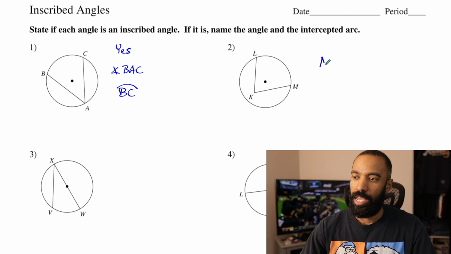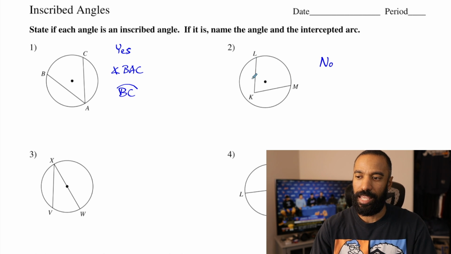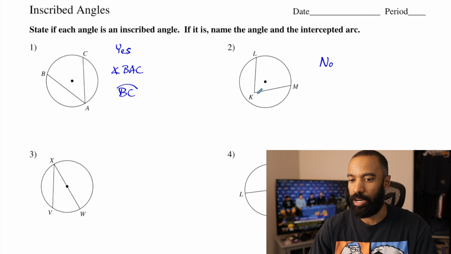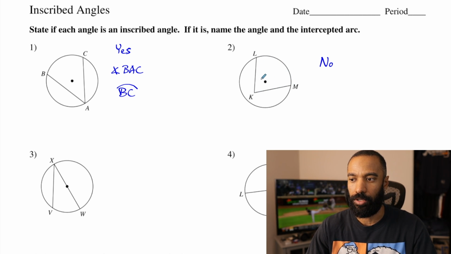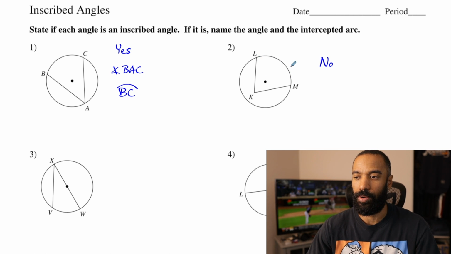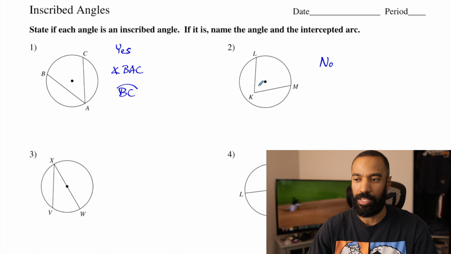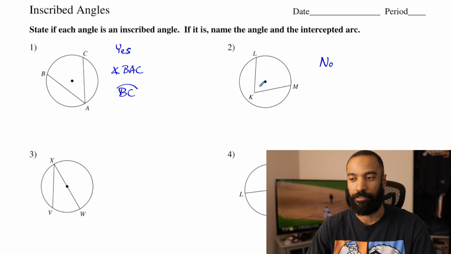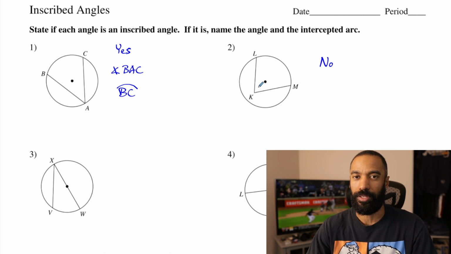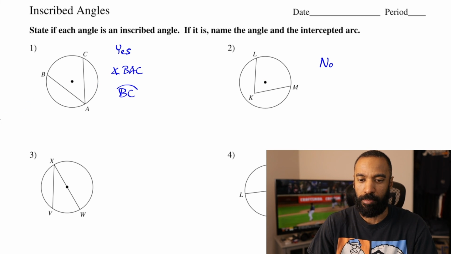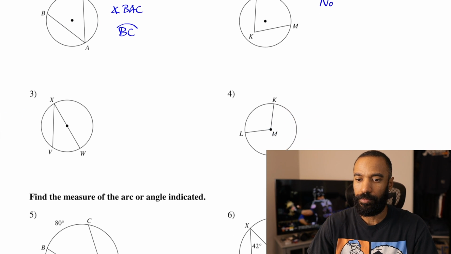Number 2 is a no. It is not an inscribed angle. The angle is not on the circle, despite the fact that it does have 2 endpoints that are on the circle. And that's just to mention, although LM may be the intercepted arc of whatever this angle measure would be, it's not half of it or equal to it. I can't determine it or calculate it like that, right? I don't have a mathematical way of going about that.